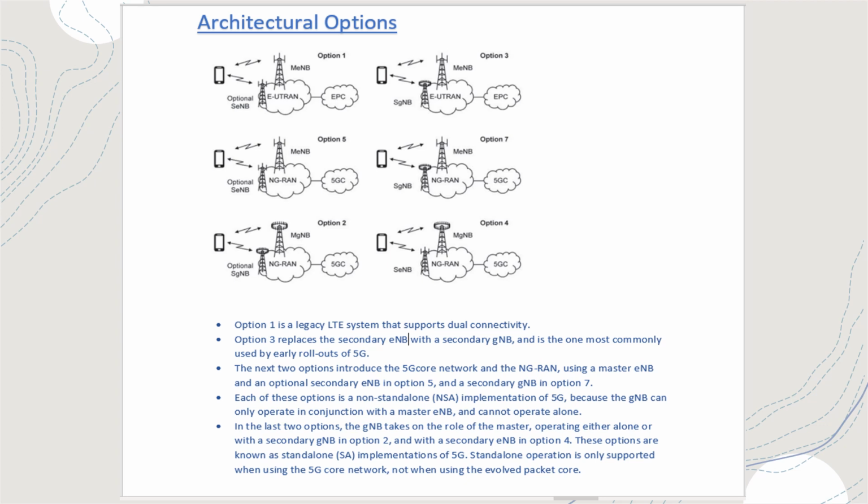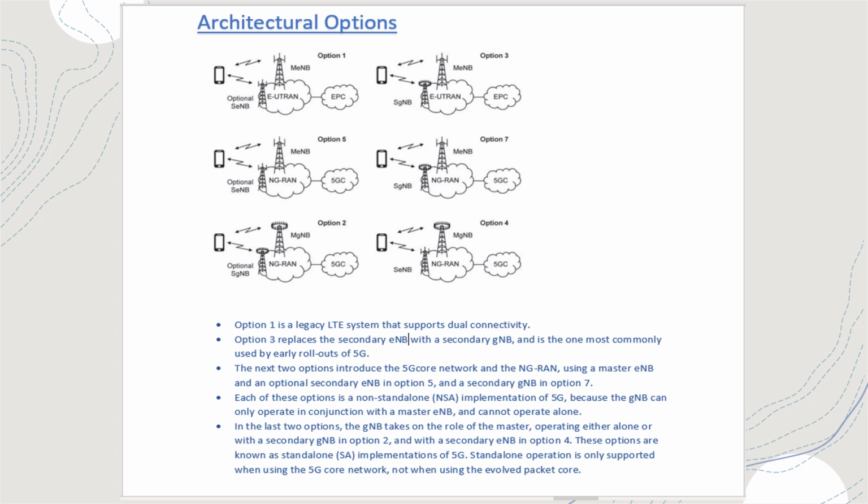Now coming to architectural options. Here we will discuss the various architectural options possible in 5G. You can see up to 7 different options which are viable for 5G deployment. Option 1 is a legacy LTE system that supports dual connectivity. Option 3 replaces the secondary eNode B with a secondary gNB and is the one most commonly used by early rollouts of 5G.